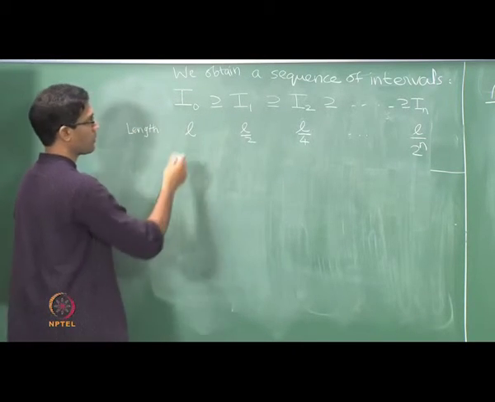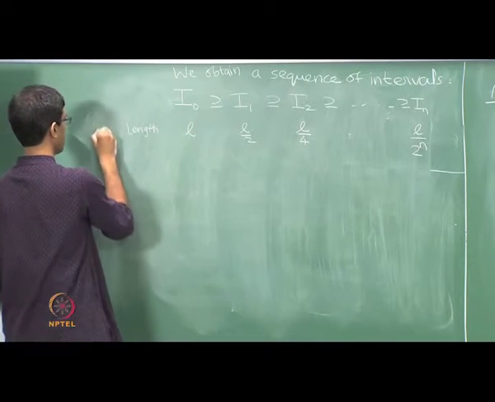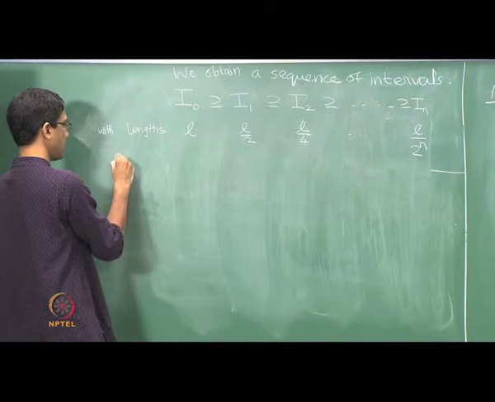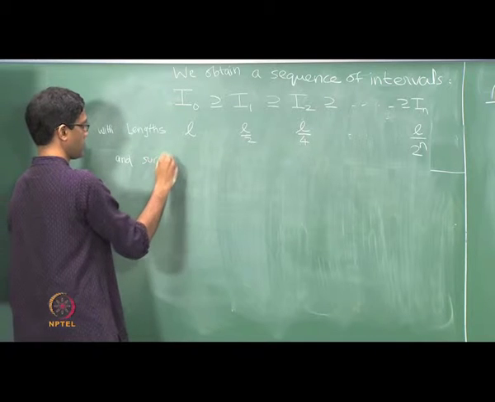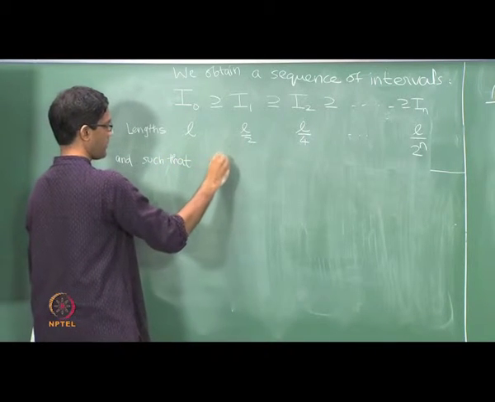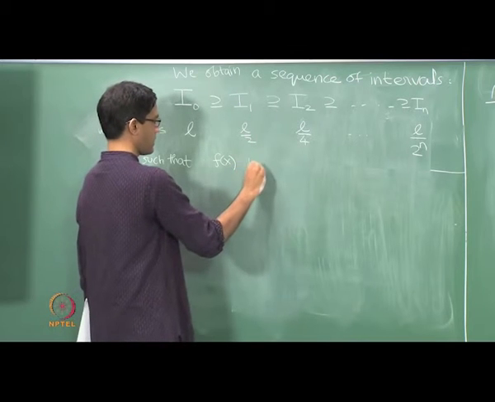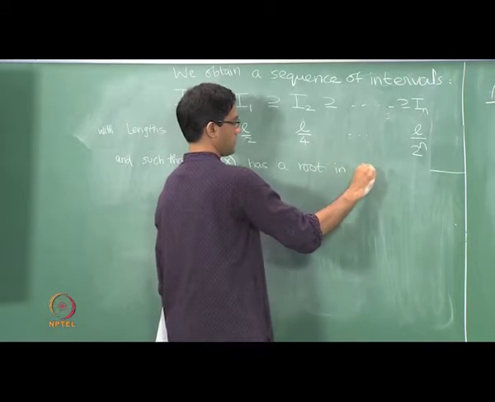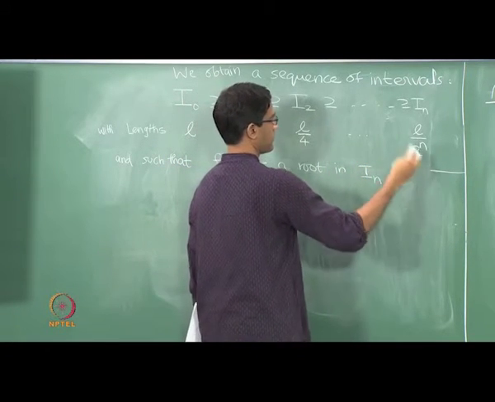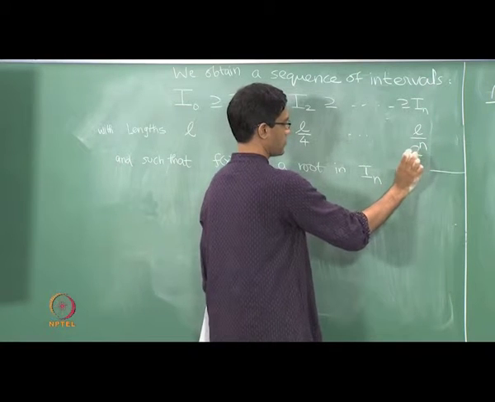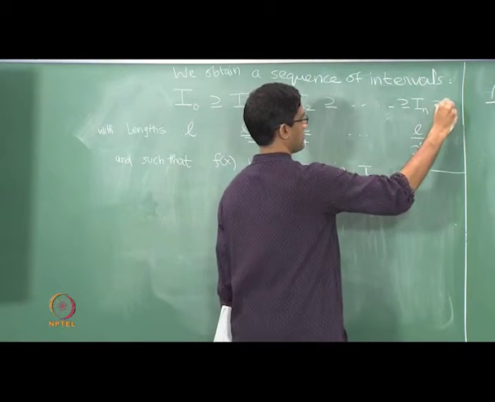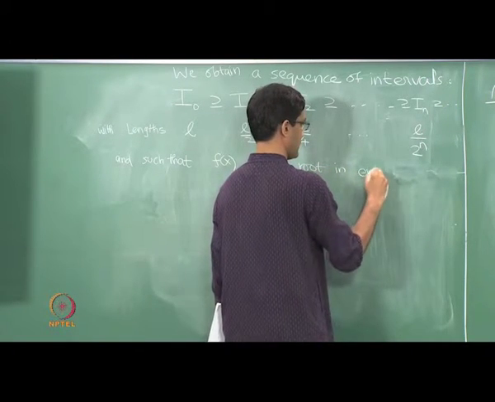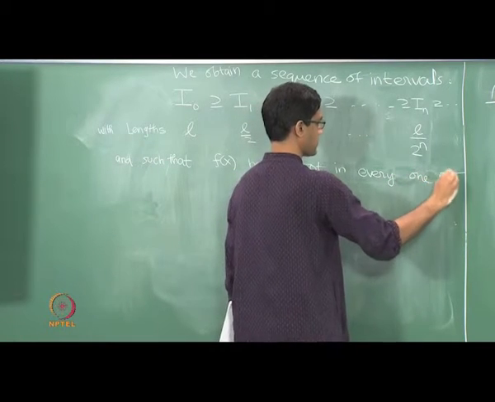We obtain a sequence of intervals with these lengths, and what's the key property? f of x has a root in In for all values of n that you have obtained. So you keep doing this, and f has a root in every one of these intervals.